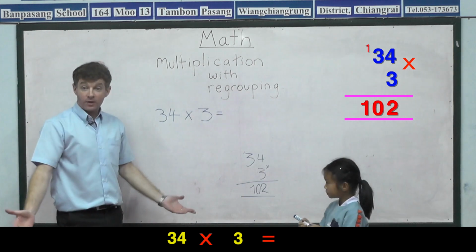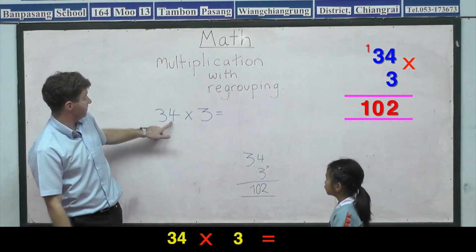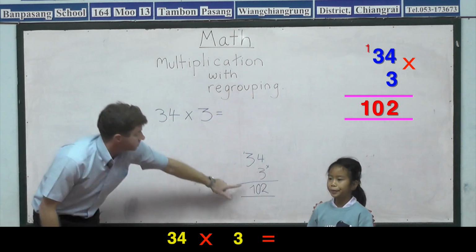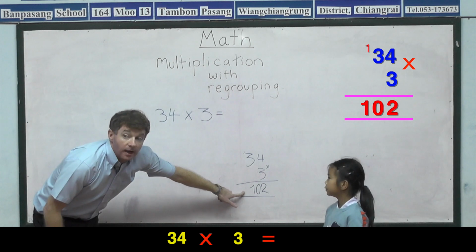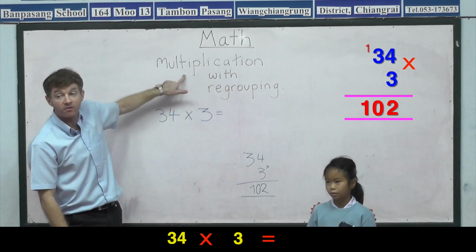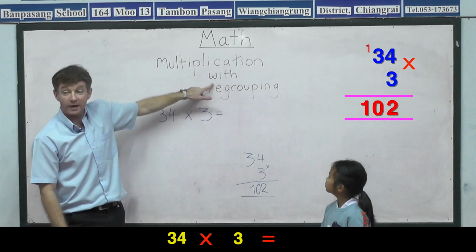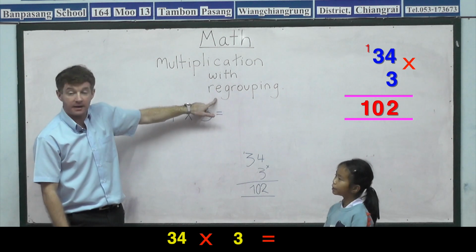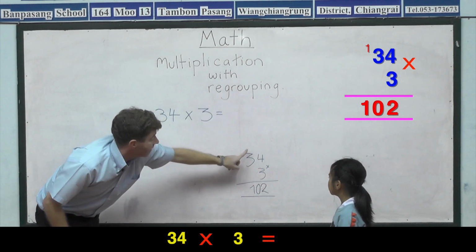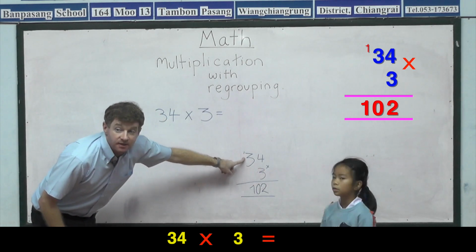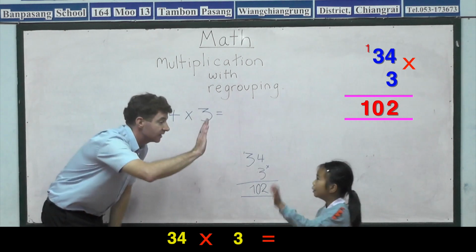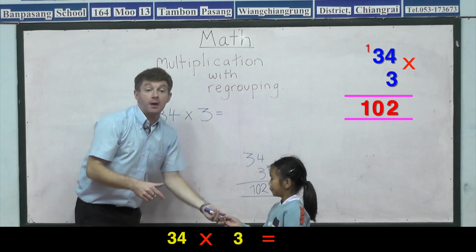Perfect. So we can say 34 times 3 equals 102. That's how we work out multiplication with regrouping. This step here where we have too many ones, so we carry over into the tens, that's what we call regrouping. Prel, excellent. High five. Round of applause for Prel.